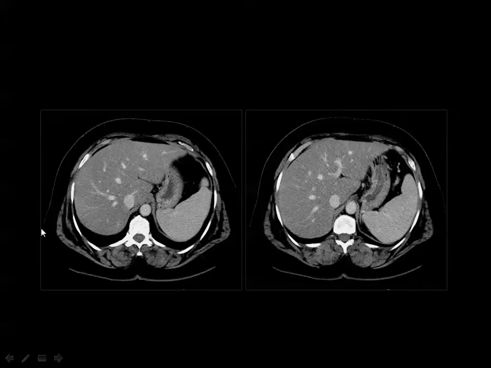Then here, this is the liver, and this is the stomach, which is collapsed, containing some fluid, and this is the spleen. And here you can see the aorta, and you can see the IVC. Lower down, this is the liver once more, and here is the aorta, and this is the IVC, and these are the diaphragmatic crura.